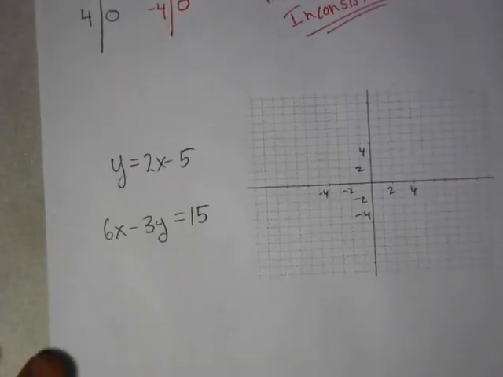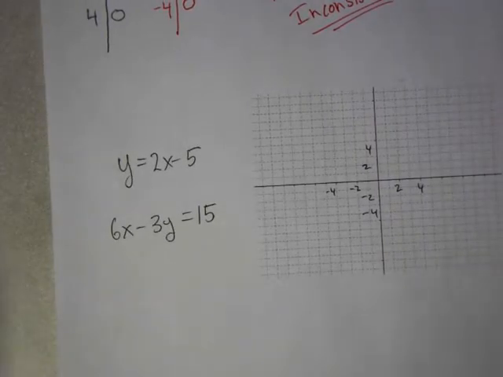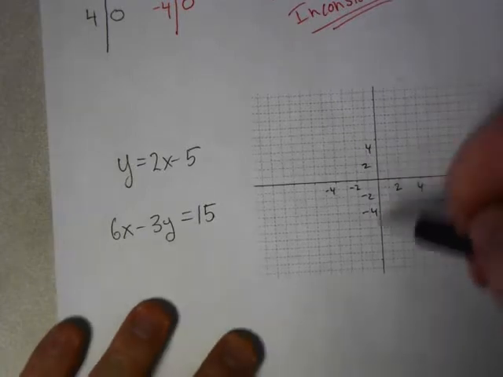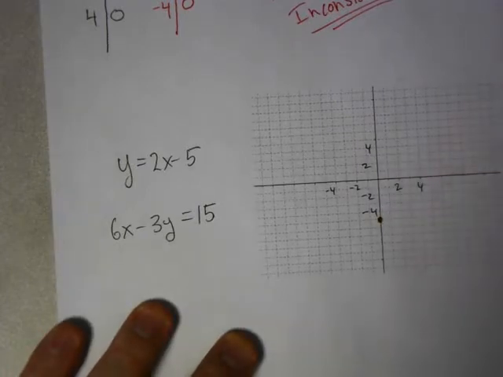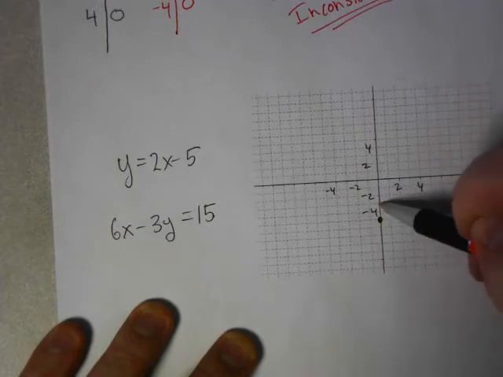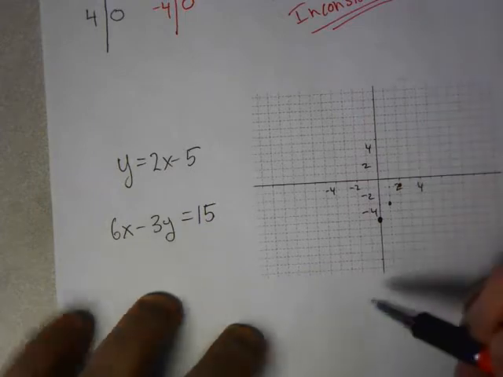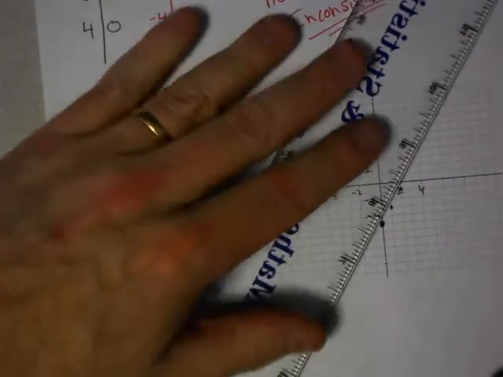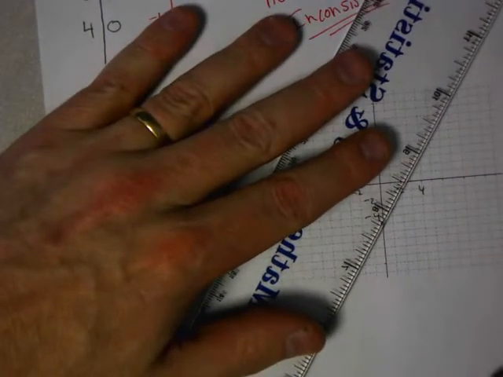Alright, the other interesting thing that can happen, let's try this one. Alright, the first one, y equals 2x minus 5, that one's easy enough. We've got intercept of negative 5, slope of 2, so up 2 over 1, up 2 over 1. Grab the ruler, connect the dots.